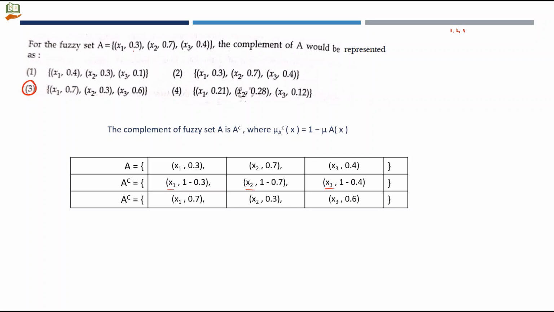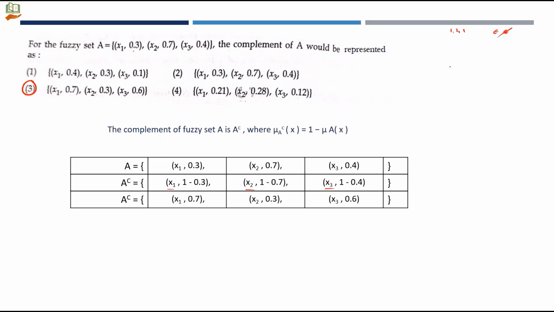What are 0.3, 0.7 and 0.4? They are actually called the membership values. In sets you have two possibilities: the element is either there or the element is not there. It is just like 0 and 1. 0 means it is not there, 1 means it is there.